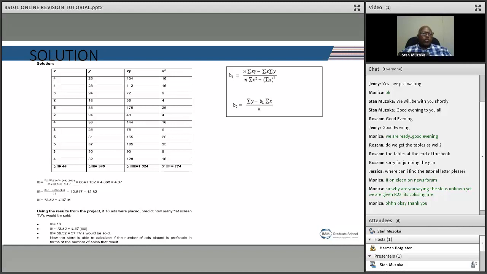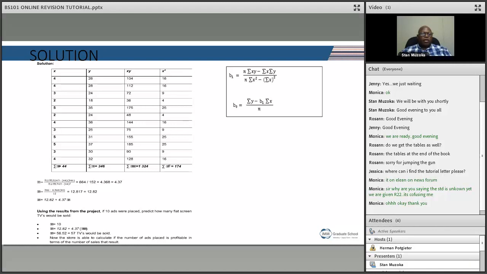We now use B1 to get B0. Summation y, you get from your table. Summation x, you get from your table. Multiply by B1, and subtract that from summation y. Divide by n, you get your B0. It is equal to 12.82.